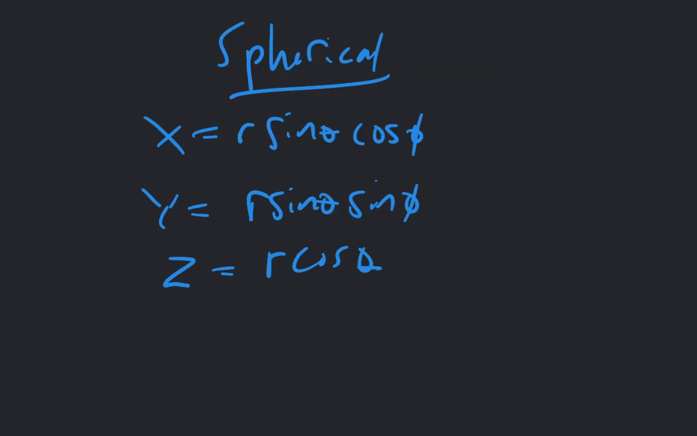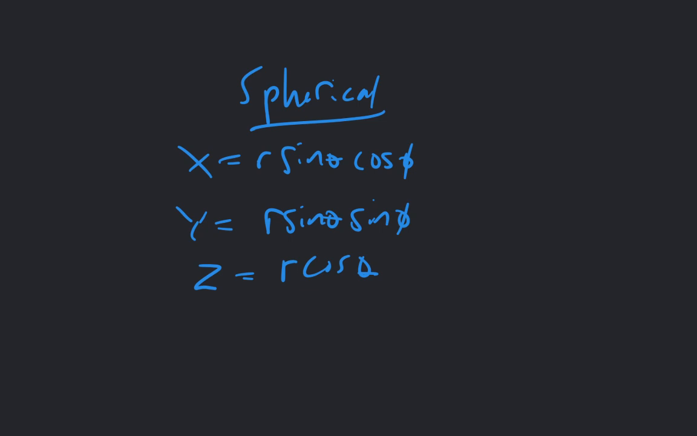Spherical now is an entirely different beast. We have x equals r sine theta cosine phi, y equals r sine theta sine phi, and z equals r cosine theta. And we want to convert from xyz to r theta phi.